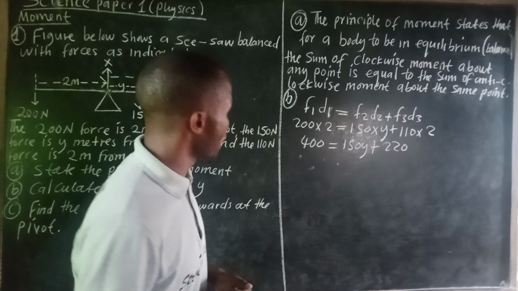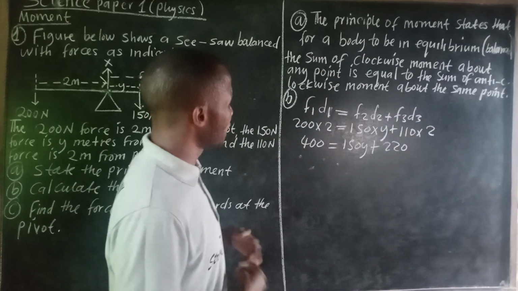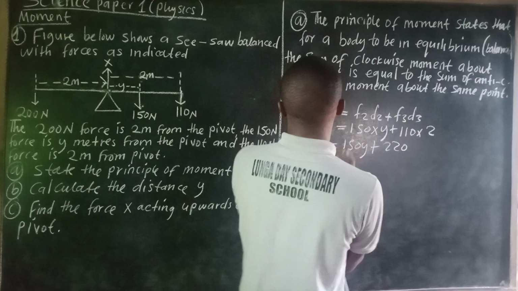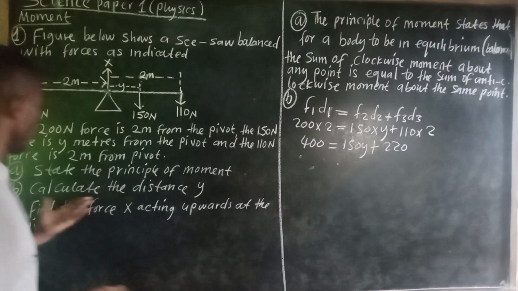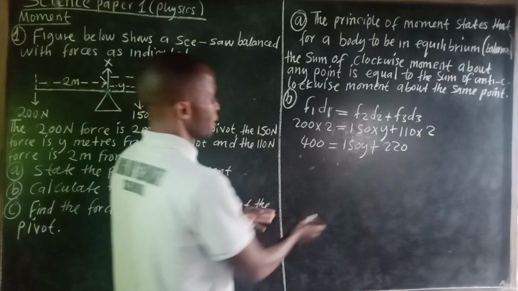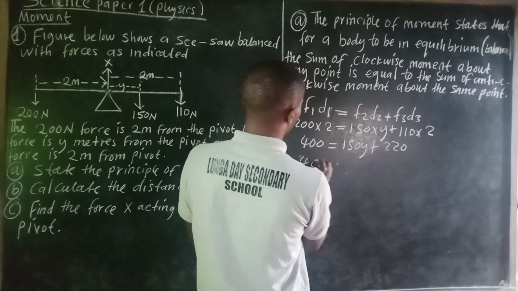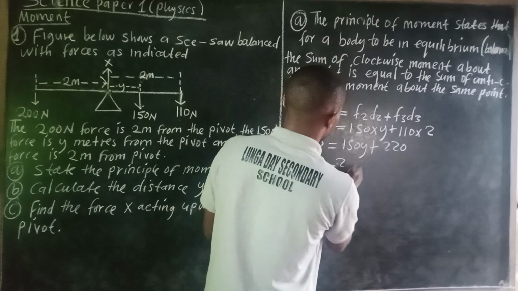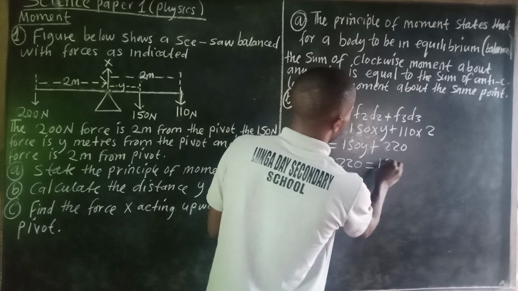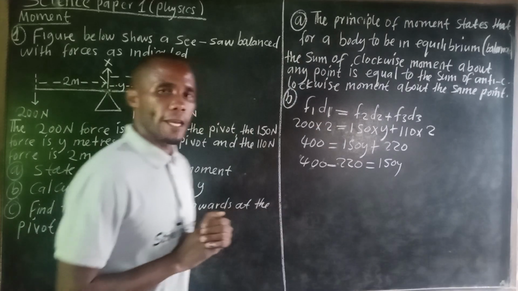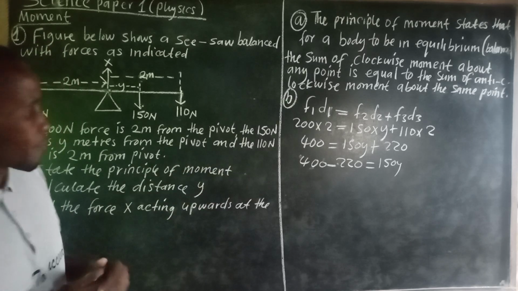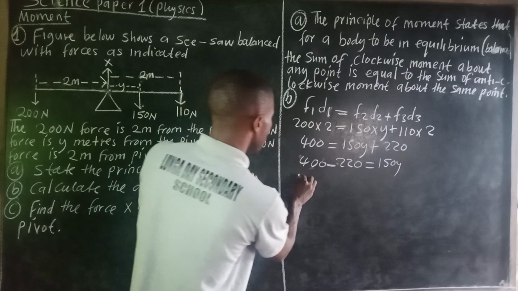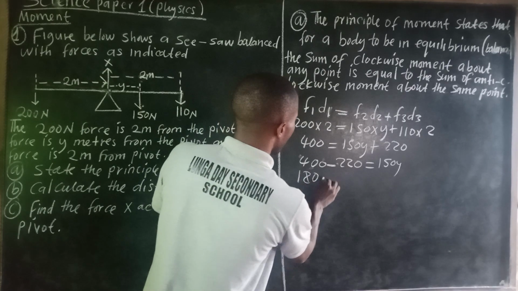Then from there, we can collect the like terms because this is a simple linear equation. We want to find y according to the question. They have told us to calculate the distance y. So this 400 will come to this side. It is positive, but when it crosses the equal sign, it will be minus. So 400 minus 220 equals 150y. Subtracting, the answer is 180 equals 150y.